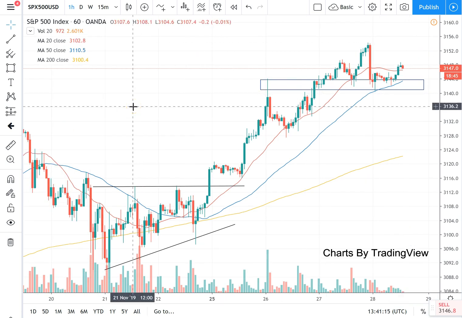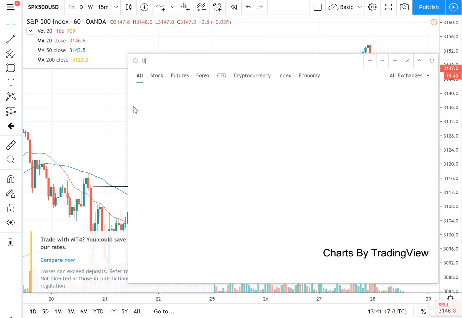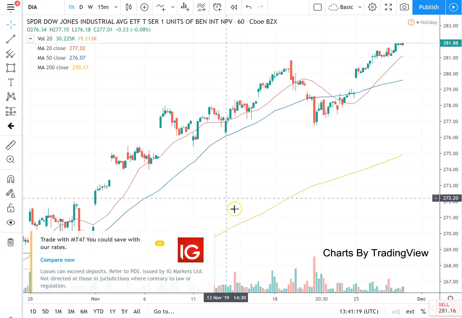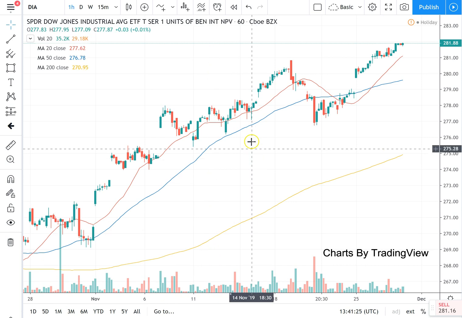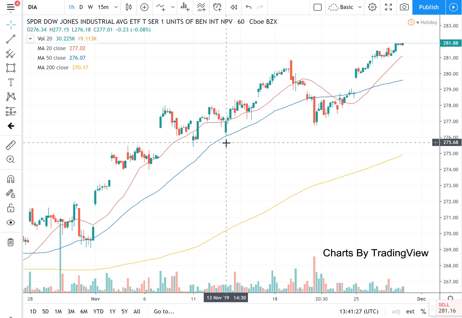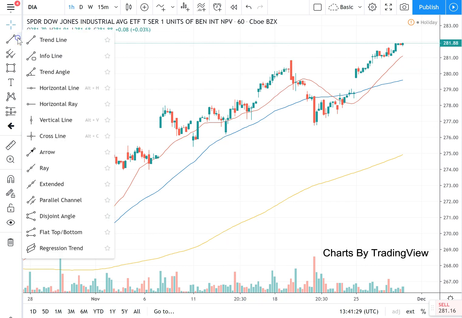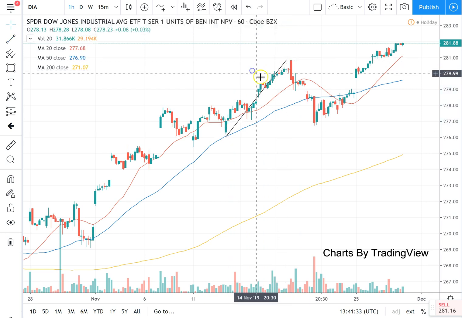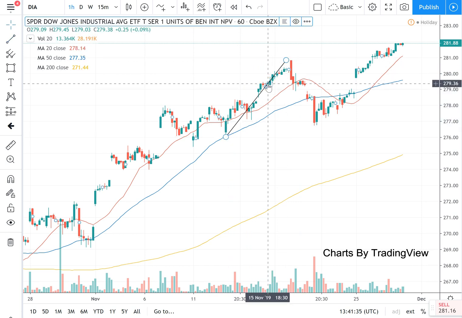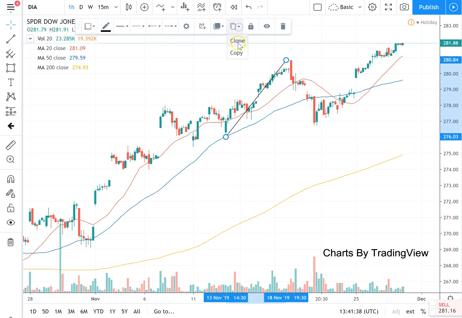Let's take a look at the DIA, which is the ETF for the Dow. Right now it has also, I think, kind of met its measured move target. This is a 60-minute chart of the DIA. You can draw the move up here, and then we clone it.